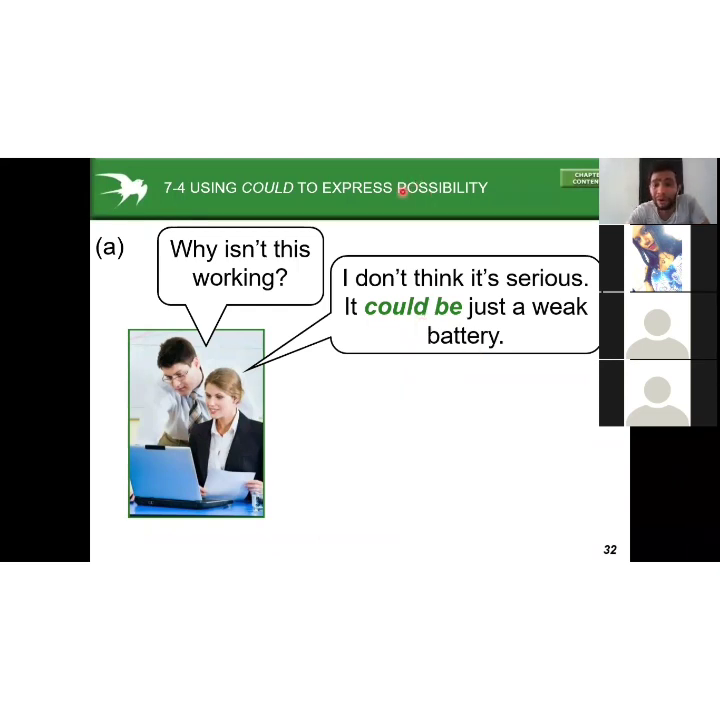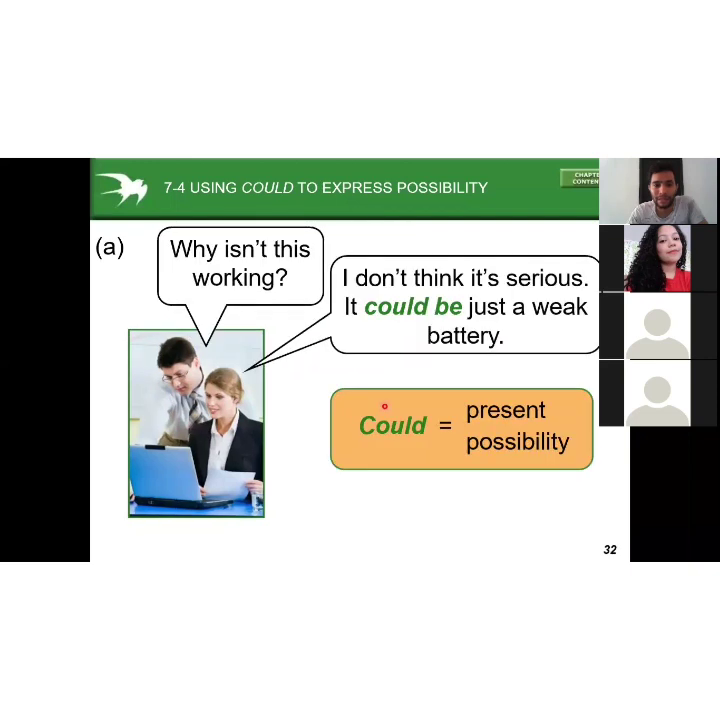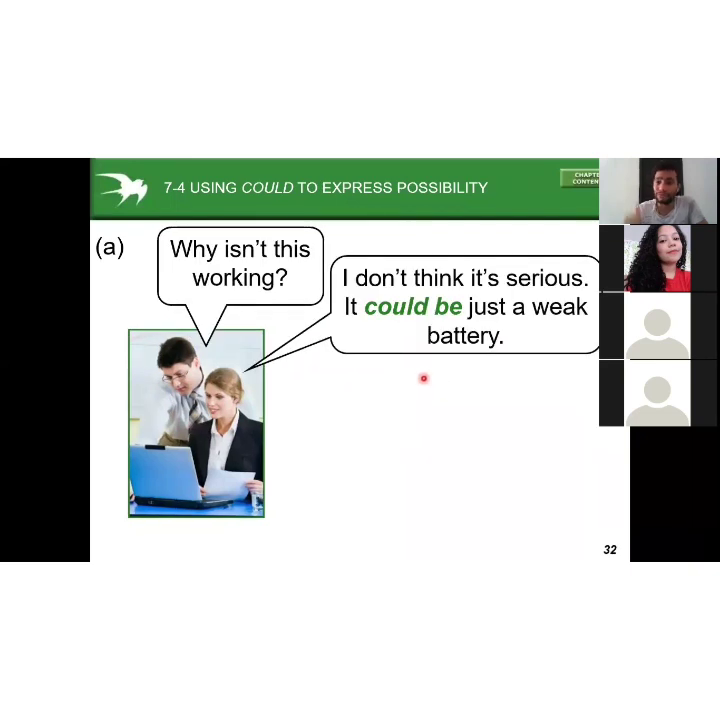I'm talking about possibility. Is she sure about that? Is she sure about the battery being weak? No, she isn't, right? Yes, which means that I can use might and I can use may too as well. But to show you how to use each of them, let me do this for you.